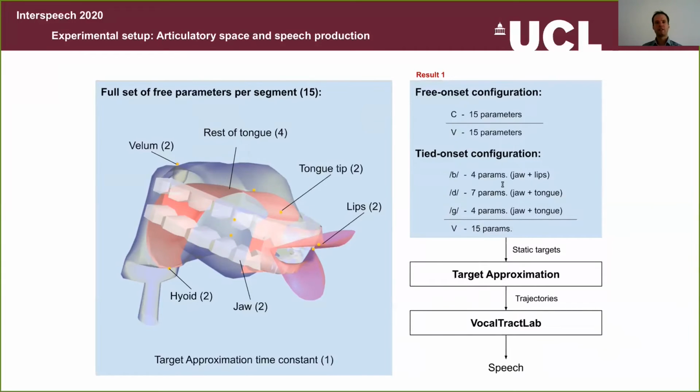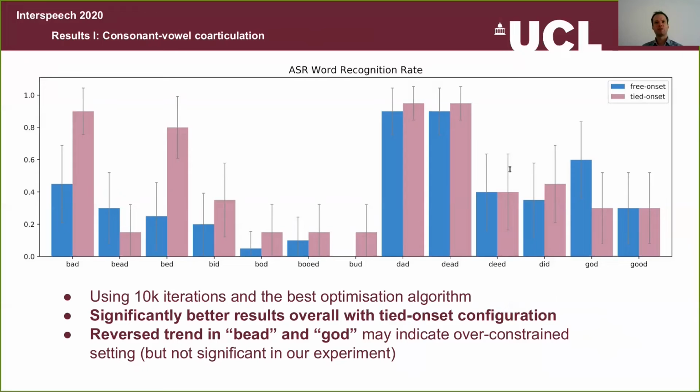As shown on the right, the static targets are converted into trajectories, assuming smooth transitions of all parameters at a similar rate. This drives the physical simulation by Vocal Tract Lab to produce speech. The results of the first experiment comparing the free and tied onset configurations just described are shown here. For each input word, the best optimization algorithm, which we will discuss later, was given 10,000 iterations to find relevant articulatory targets, and the output words were evaluated by a state-of-the-art commercial speech recognition system.